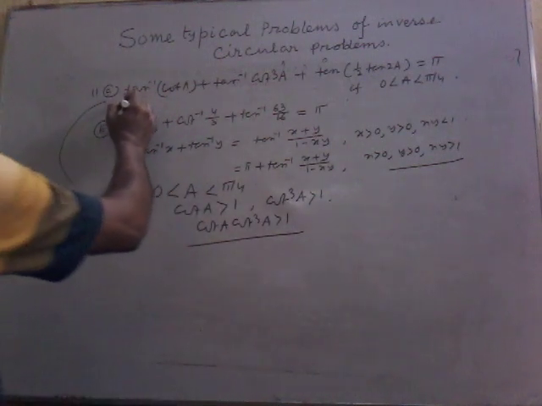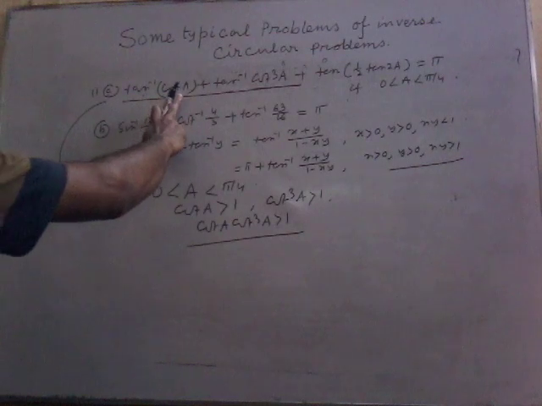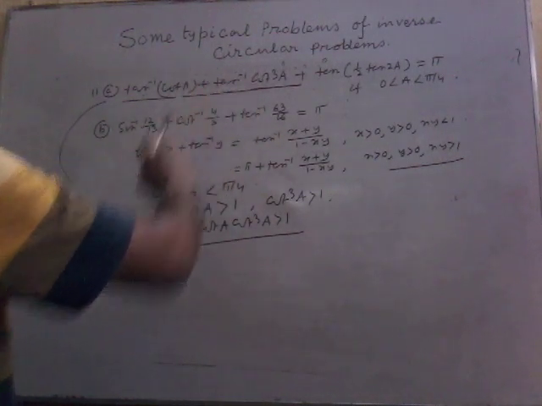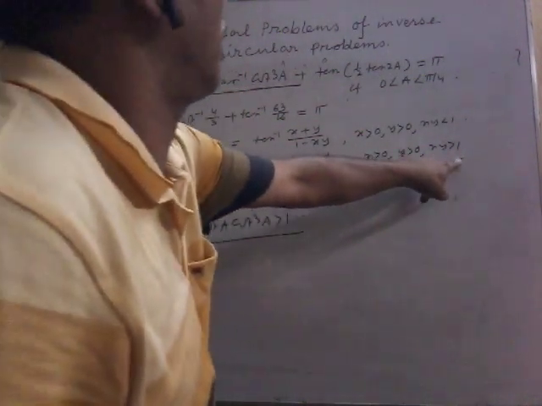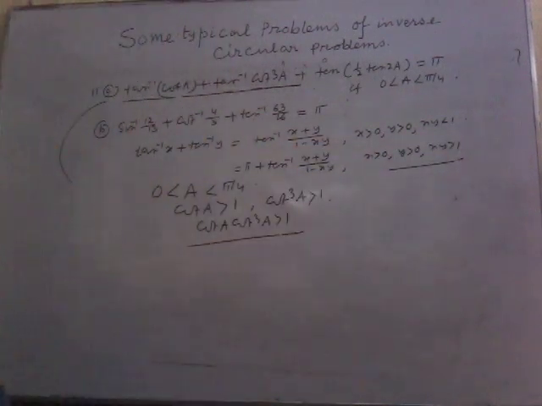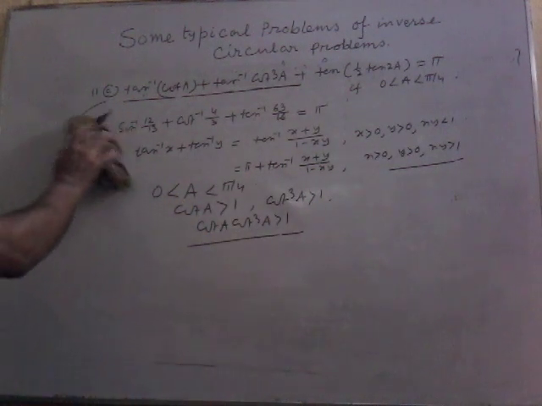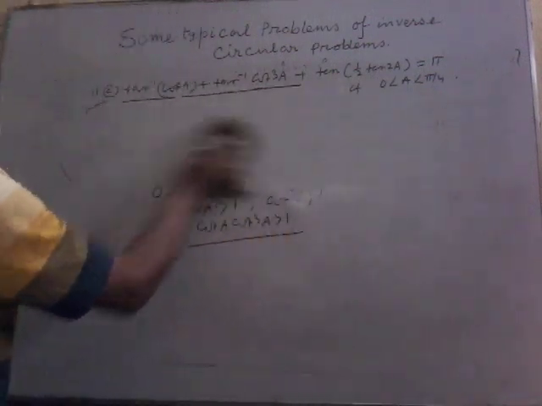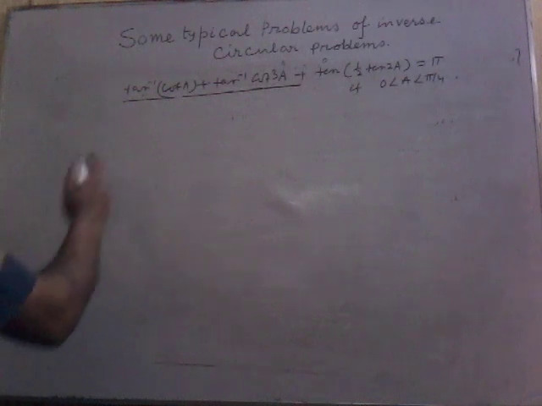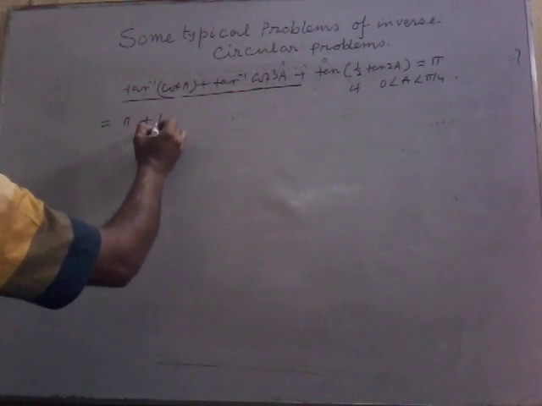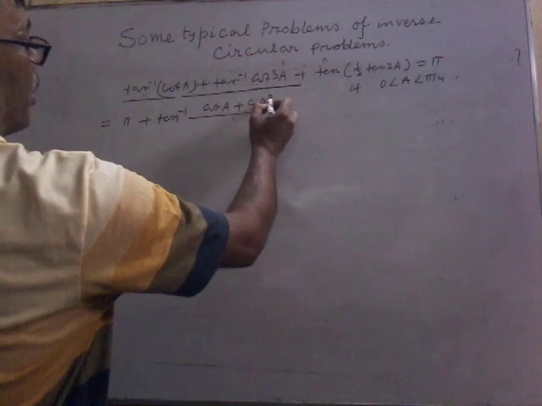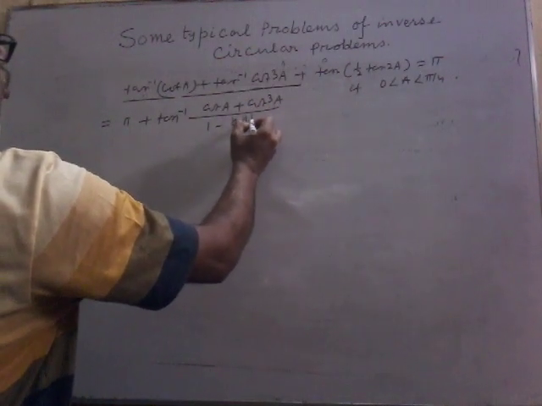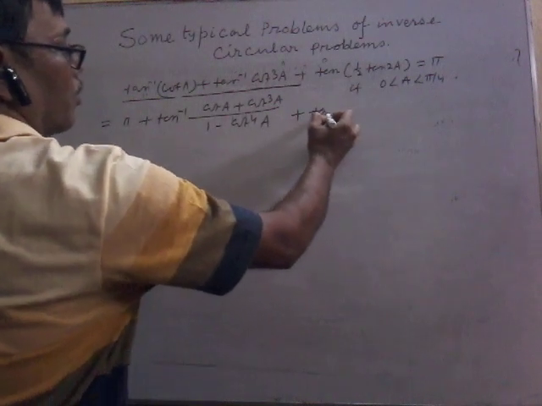So, if we use the formula here, so this argument x is positive, y is positive. But the product is greater than 1. Here, less than 1. So, what will be our formula? Pi plus tan inverse this. So 11a. Look. So if we consider this within this restriction, it will be pi plus tan inverse cot A plus cot cube A over 1 minus cot to the power 4 A plus this one.